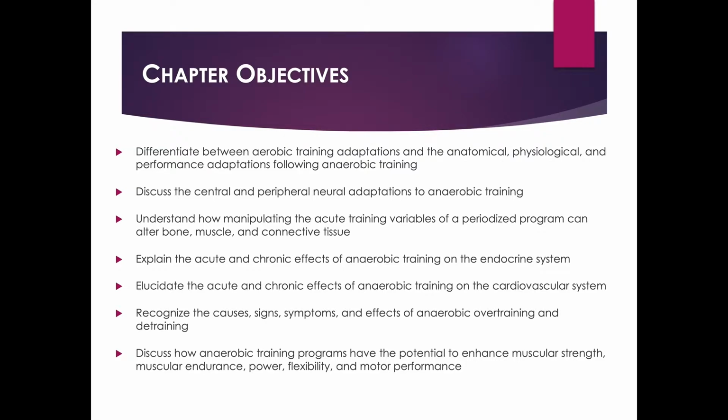How manipulating the acute training variables of a periodized program can alter bone, muscle, and connective tissue. The acute and chronic effects of anaerobic training. Look at the acute and chronic effects of training on the endocrine and cardiovascular system. And then the causes, signs, and symptoms of overtraining and detraining, and how the potential to enhance muscular strength, endurance, power, flexibility, and motor performance are all altered.